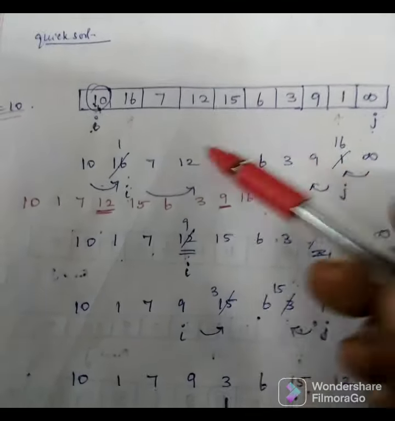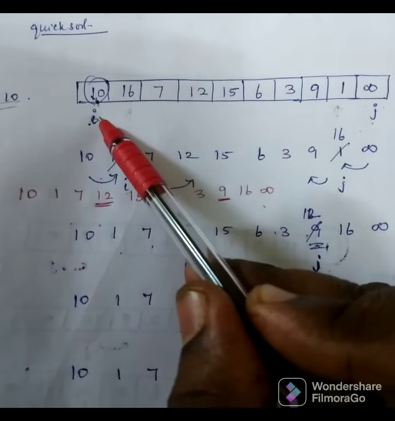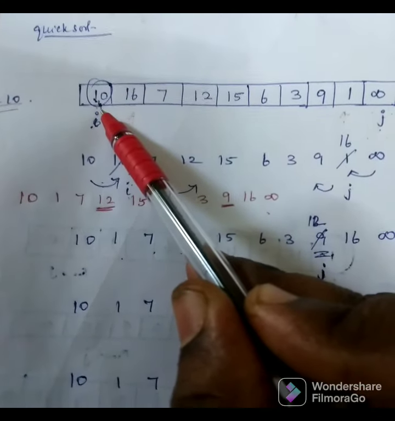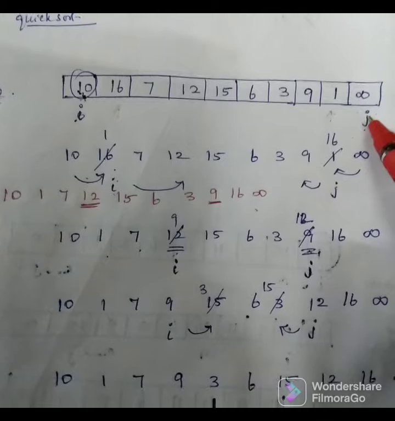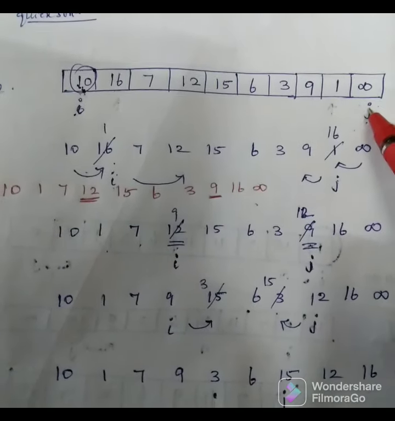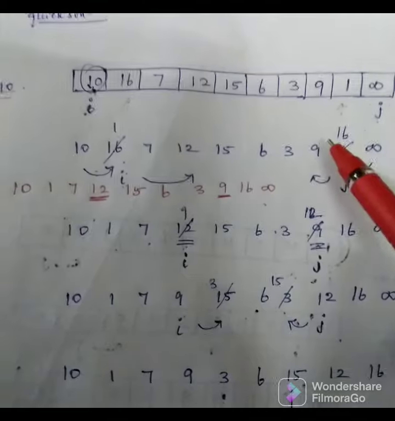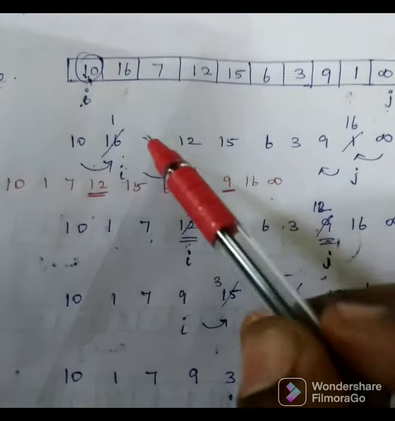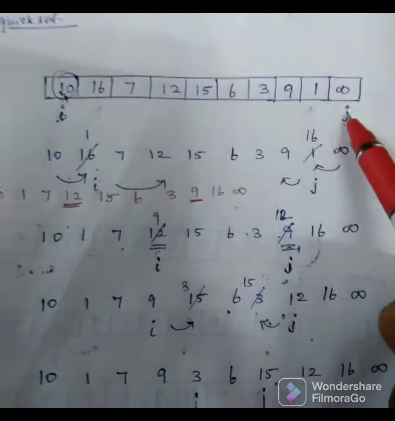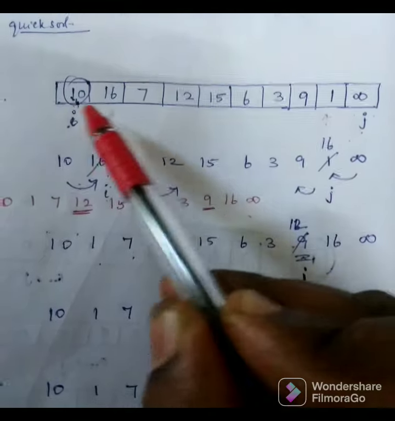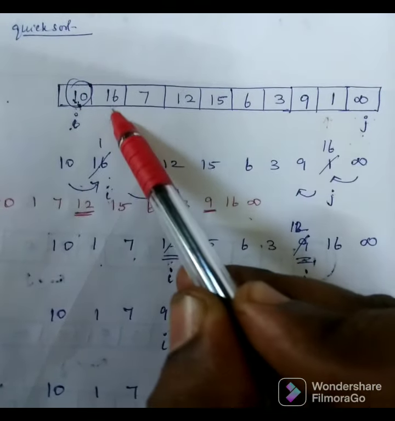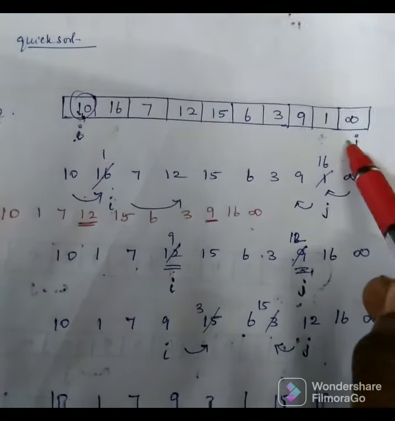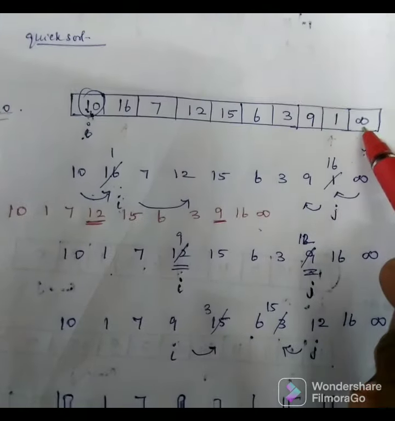What we need to do is increment i until you find a number greater than 10, because 10 is the pivot. And similarly, decrement j until you find an element smaller than 10. This is the concept, so you have to perform this. Okay, let's start. So i is here and j is here. Now see, 16 is greater than 10, so you need to increment.